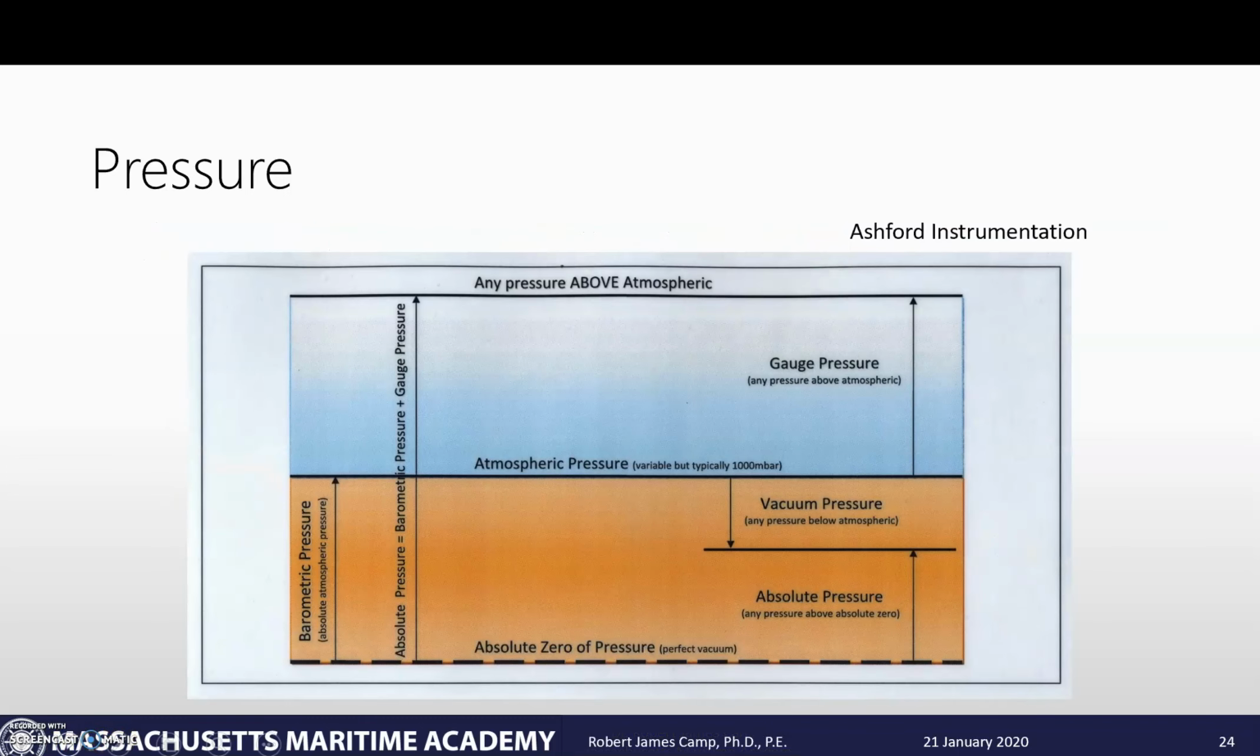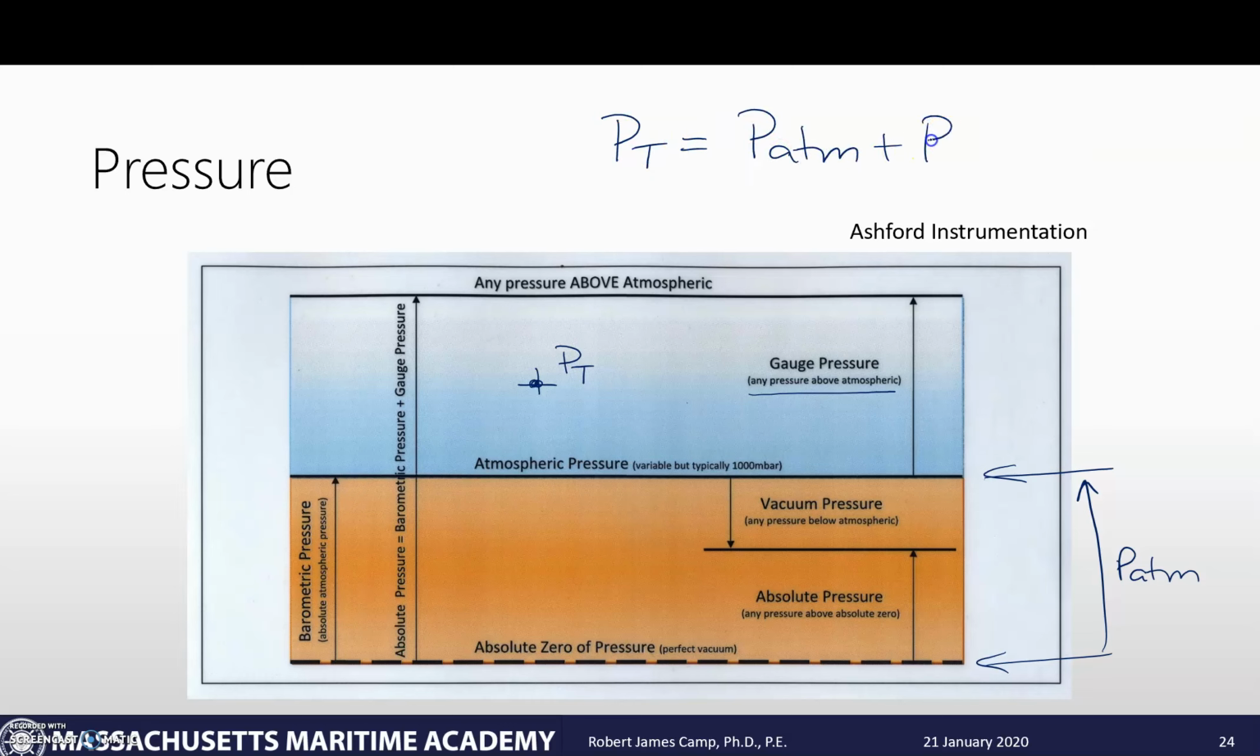So actually, if we look at this little chart here, this kind of shows us what's going on. This line right here is atmospheric pressure. This line down here is our absolute zero pressure, or our vacuum. So between these two lines, from here to here, that would be our pressure of our atmosphere. Anything above the atmosphere, as you can see from this line right here, that would be our gauge pressure. So if you've got, say, this little dot here, that's the pressure in our tank. So the pressure in our tank would be the pressure of the atmosphere plus our gauge pressure.